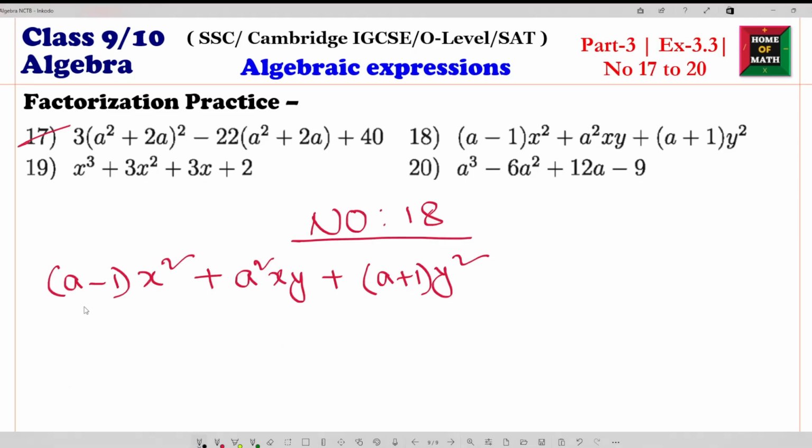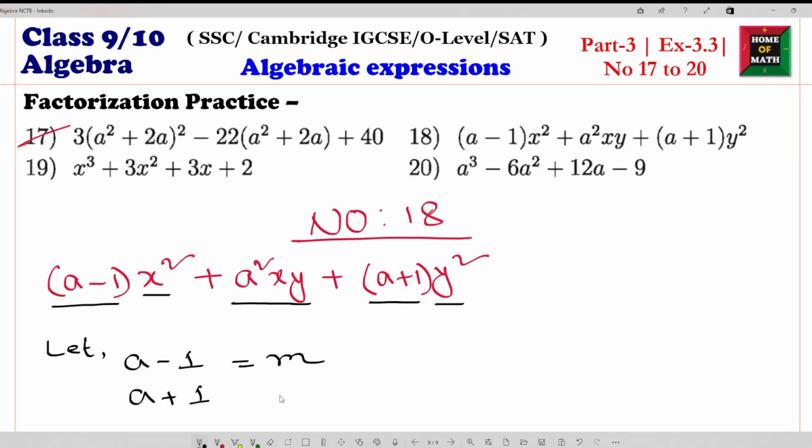Number 18: (a − 1)x² + a²xy + (a + 1)y². So let a − 1 equal m and a + 1 equal n. Why? Because we have to find the factorization smoothly.